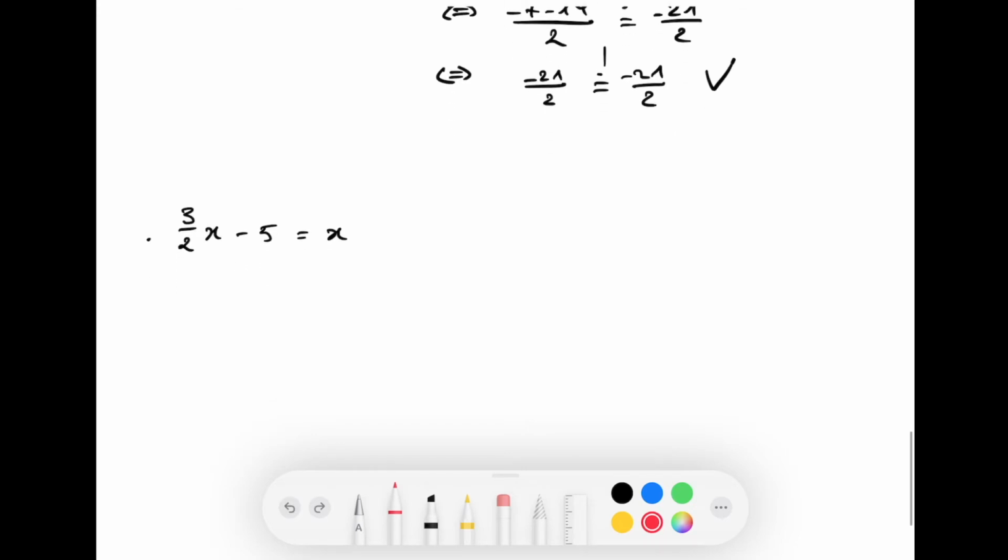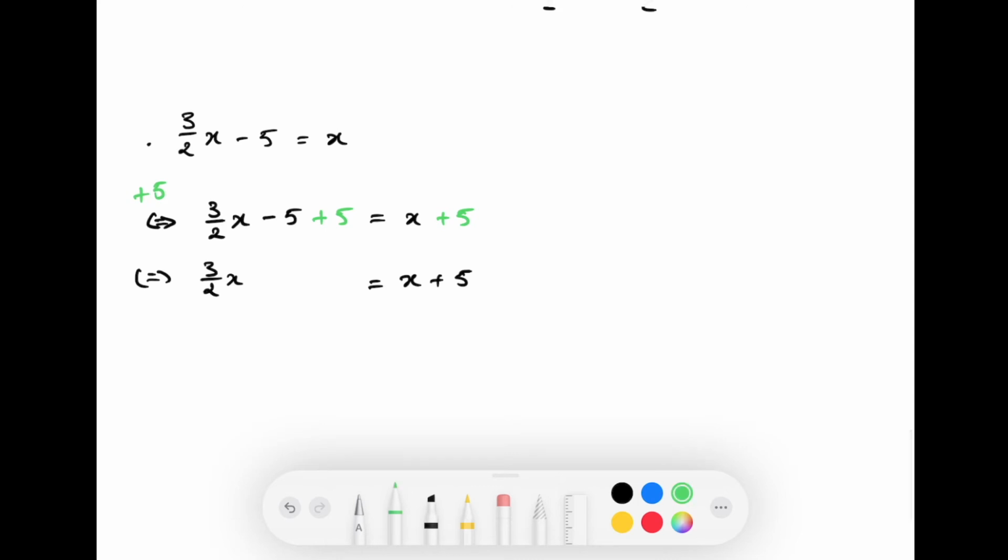So let's start off. The first thing we have to do is get this minus 5 on the right-hand side of the equation. And as always, we can do this by adding 5 to both sides of the equation. So that would be 3 divided by 2 times x minus 5 plus 5 is equal to x plus 5. Writing this out, 3 divided by 2x minus 5 plus 5 is equal to, and on the right-hand side, we just get x plus 5.